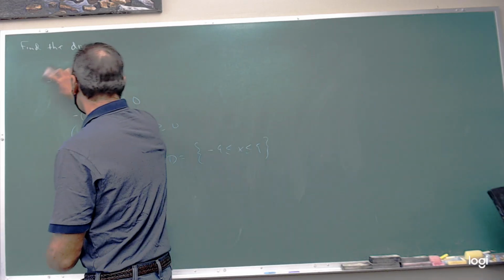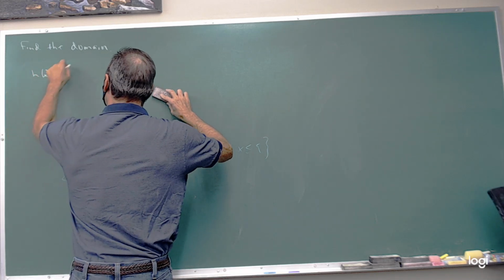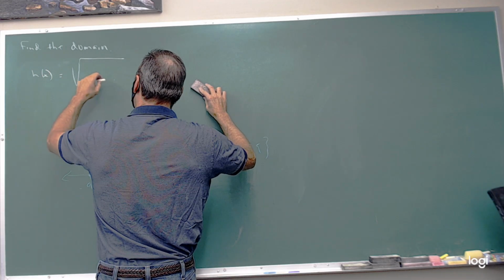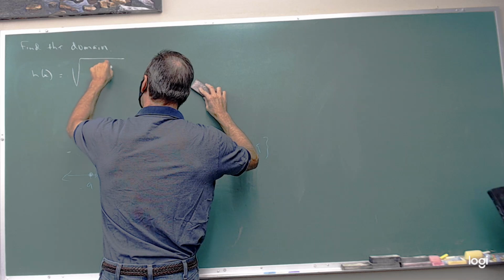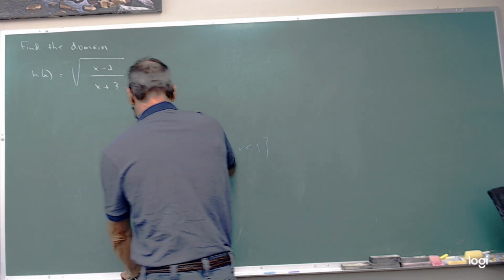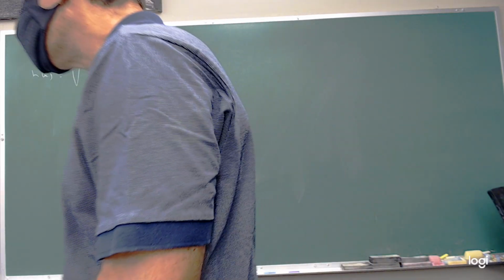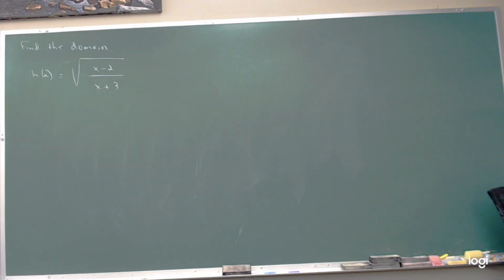Here's our next really challenging domain. So we're going to say h of x is going to be a big fraction, and we'll go with x minus 2 over x plus 3. Let's see if you can find that domain. Okay, just pitch it there and I'll get you a new one.